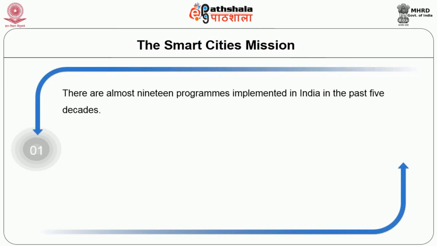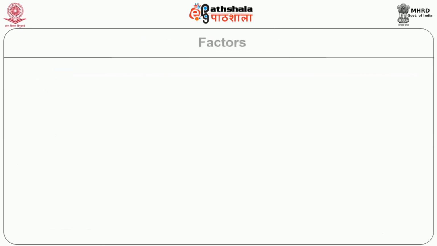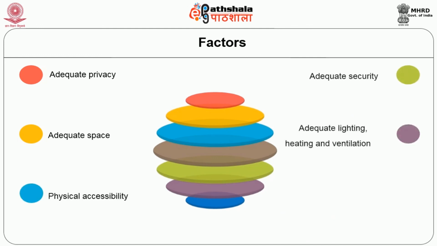Now have an idea on the various housing programs introduced and implemented in India. There are almost 19 programs implemented in India in the past 5 decades. You will be able to see them listed on the screen. For the government, housing the citizens has been a sustained crusade because the efforts are still in progress, mainly because it considers adequate shelter to mean more than a roof over one's head. It also essentially encompasses factors like adequate privacy, adequate space, physical accessibility, adequate security, adequate lighting, heating and ventilation, and adequate basic infrastructure, all to be available at affordable cost.